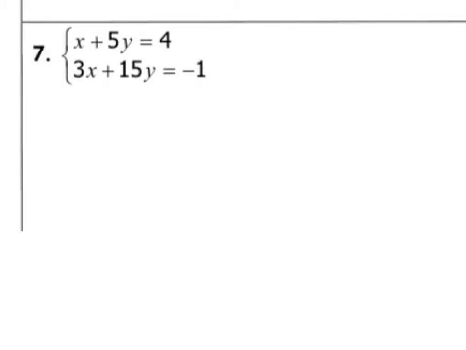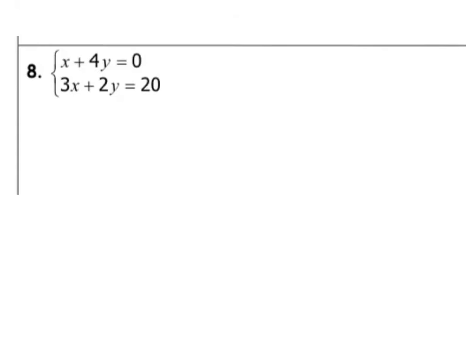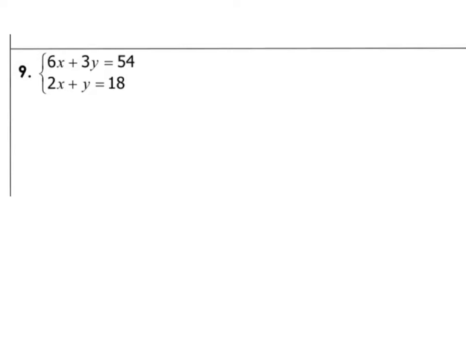Now, when you get to 7, I'm just going to have you skip this problem. Okay, so I want you to skip and cross out this problem. And now I'm also going to have you skip number 9. So skip number 7 and 9. And then what we'll do is, I think I'll have you try the rest.